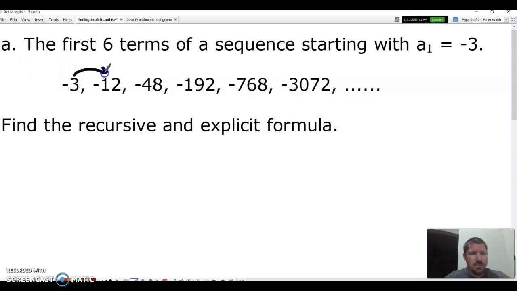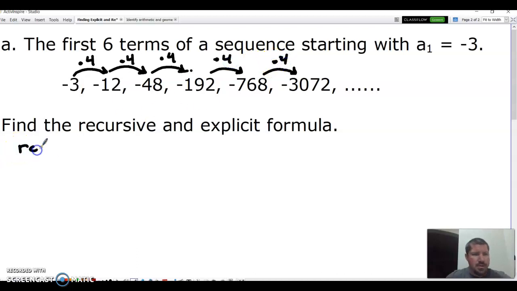So how do I multiply it from negative 3 to negative 12? Well, I multiply by 4. How do I multiply here? Well, I multiply by 4. Chances are that's going to continue. So I'm going to say, even without checking it, because I will tell you won't have to check it, that you are multiplying by 4 every time.